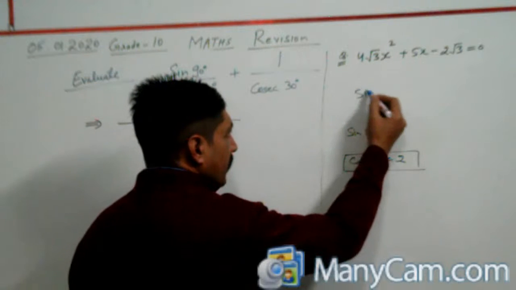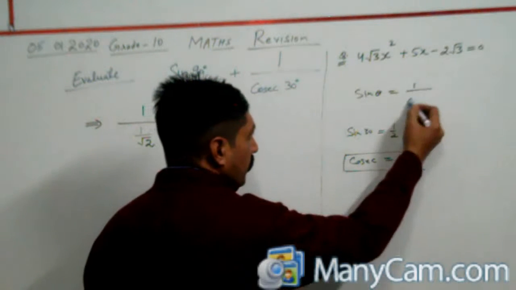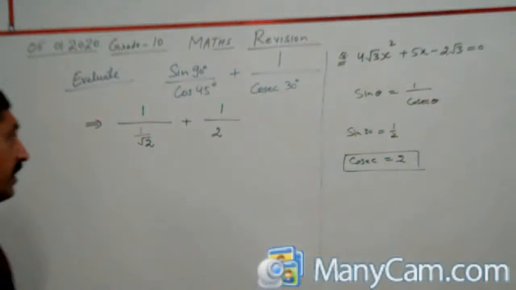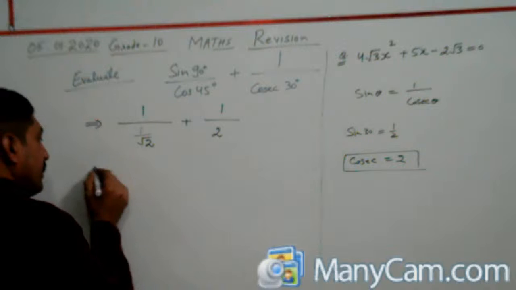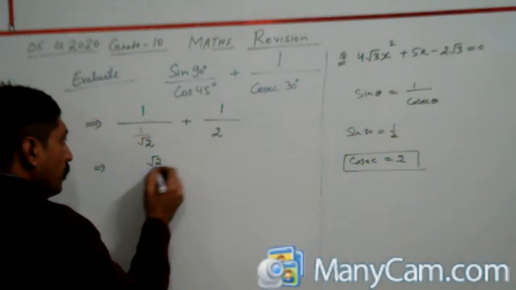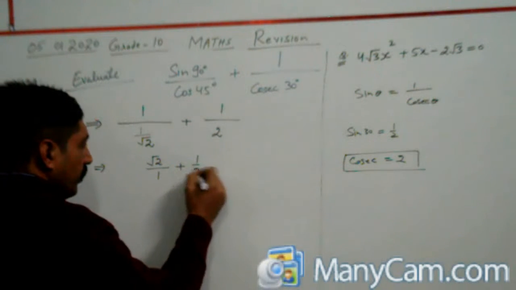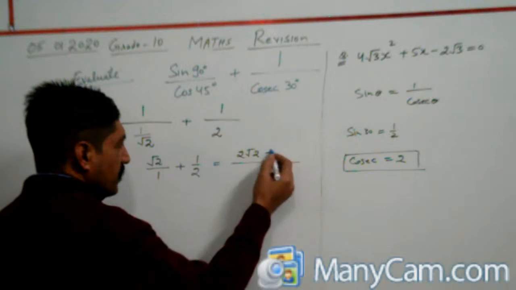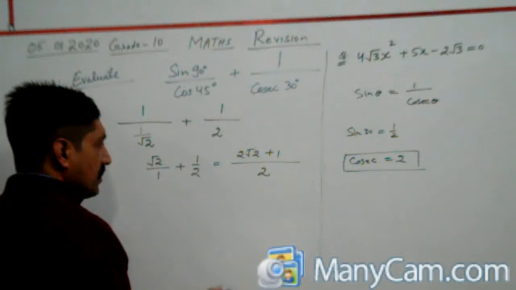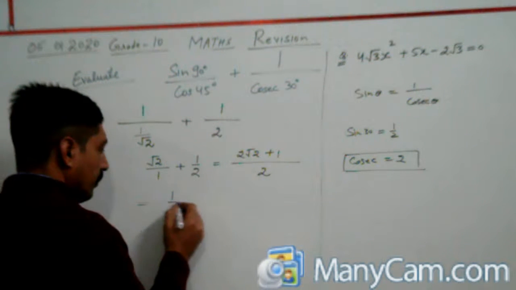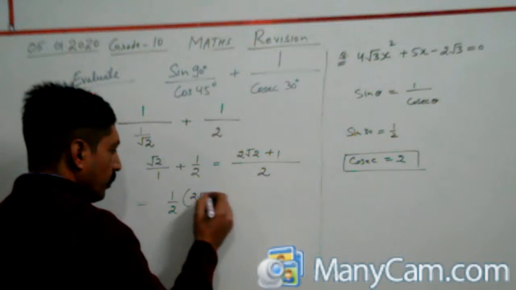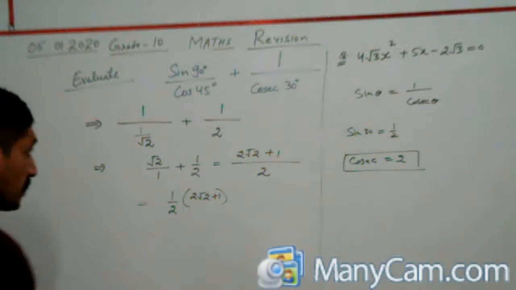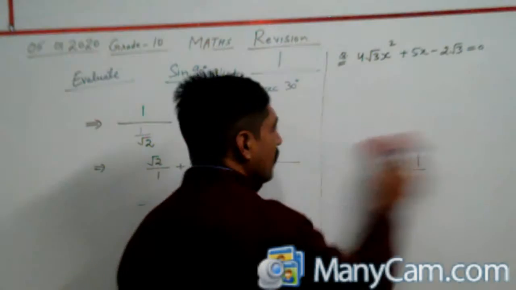We know sin of theta is equal to 1 upon cosecant of theta, right? So in this way, we can write this as root 2 upon 1 plus 1 upon 2. So here LCM is 2. So we have 2 under root 2 plus 1. This is about the answer here, that is 1 by 2 into 2 under root 2 plus 1, right? This is about this question, 1 out of 2 questions.